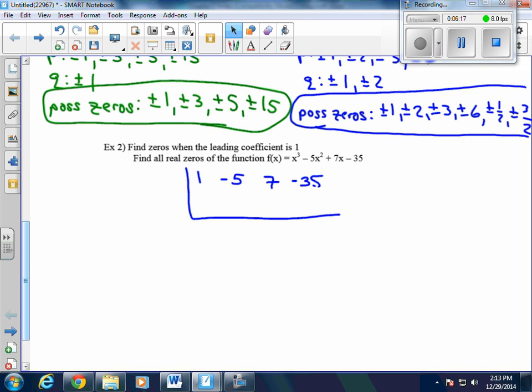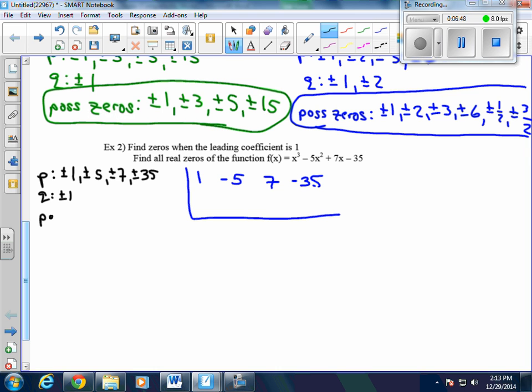So you don't necessarily have to make the list of the possible zeros in example 2, but you can to make that smaller. So in this case, p is going to be ±1, ±5, ±7, and ±35. q is going to be ±1. So we know that the possible zeros, the ones that we should try, are going to come from that list. So let's try those.